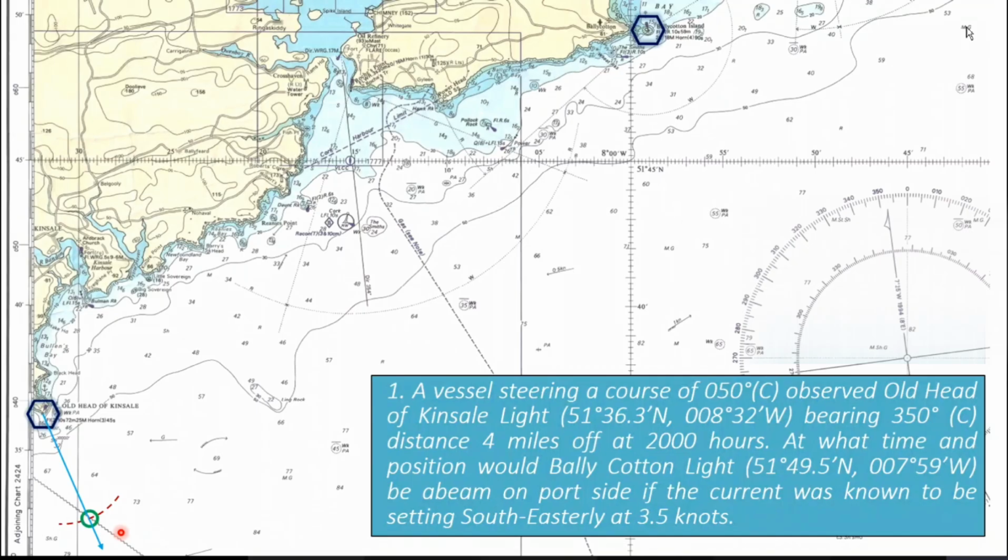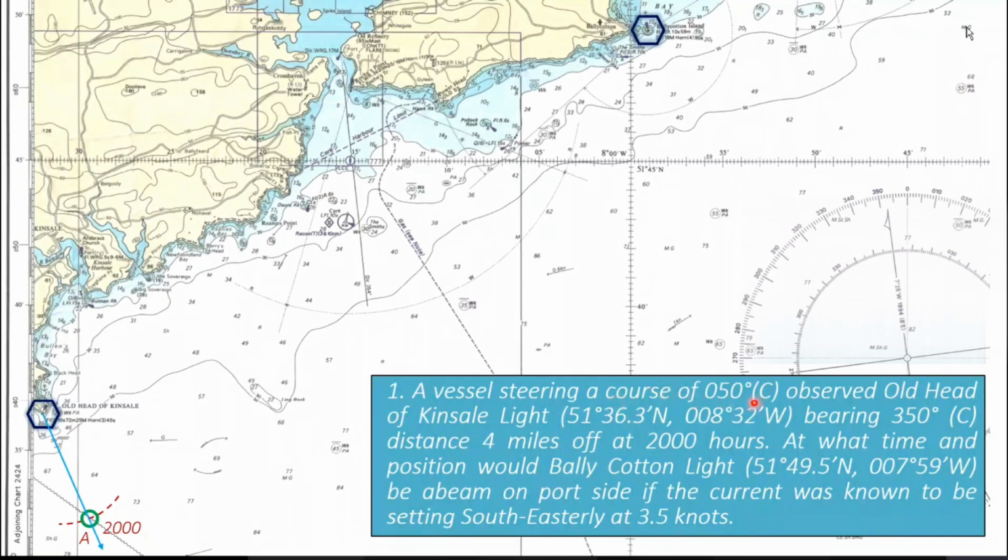The position or fix is marked with a circle and dot in the center. So we have drawn the circle on the chart now. This is our 2000 fix. So let's write the time also. So we have the 2000 time mentioned here. For easy understanding, let's name this point. Let's name this point as point A. So this is our initial fix at 2000 hours.